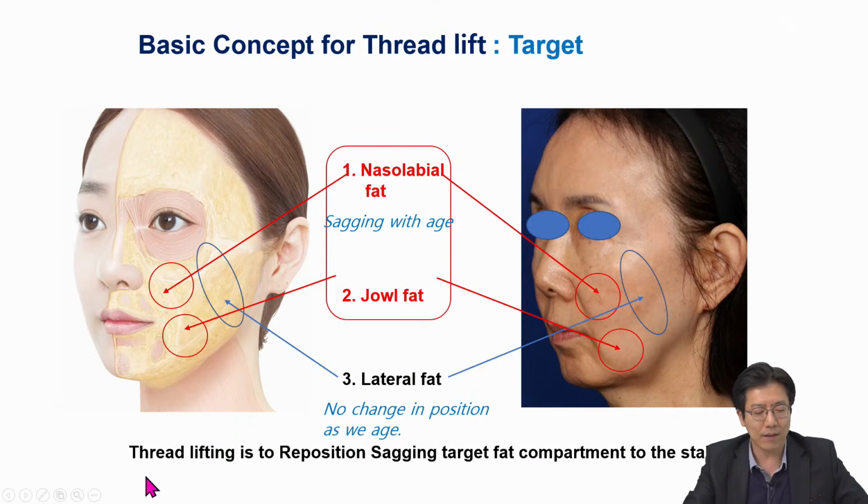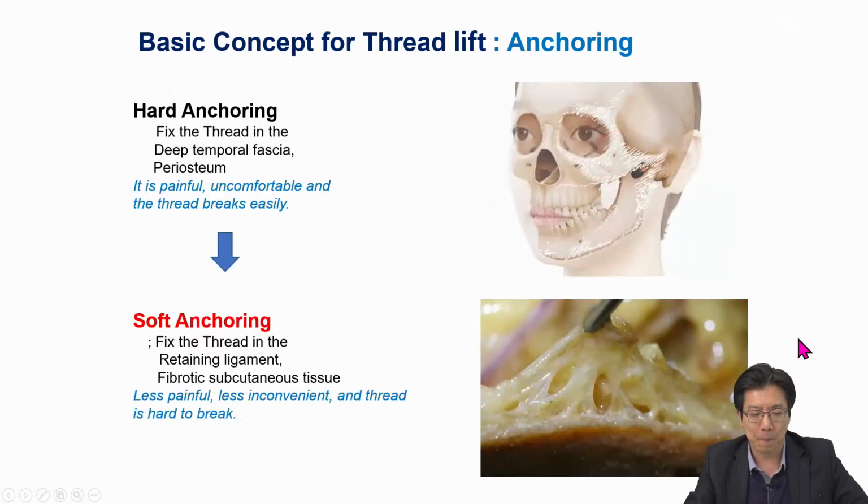So what I think thread lifting is, is to reposition sagging target fat compartments to the stable structures. This is my major theme for facial rejuvenation with the thread. And anchoring is also very important. The thread inserted into the face must be fixed to maintain the effect.